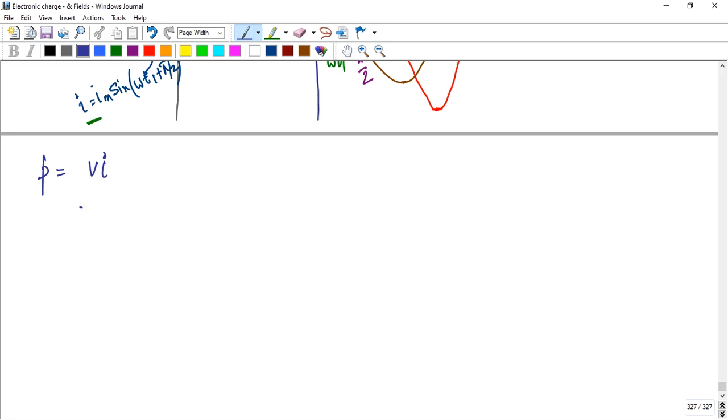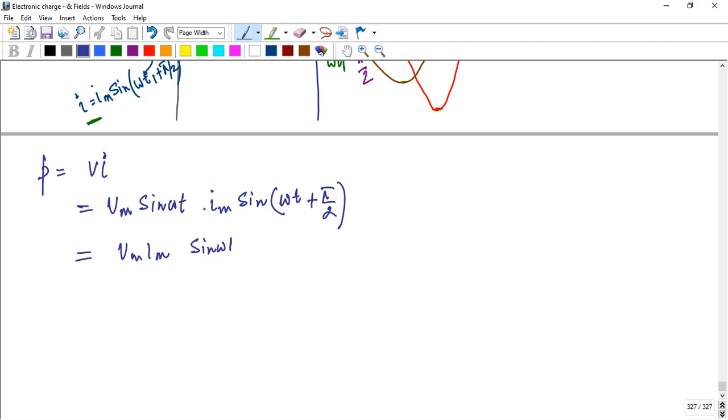So V equals Vm sin omega t, and I equals Im sin(omega t plus pi by 2). So we get Vm Im sin omega t times cos omega t, which is Vm Im by 2 times sin twice omega t.